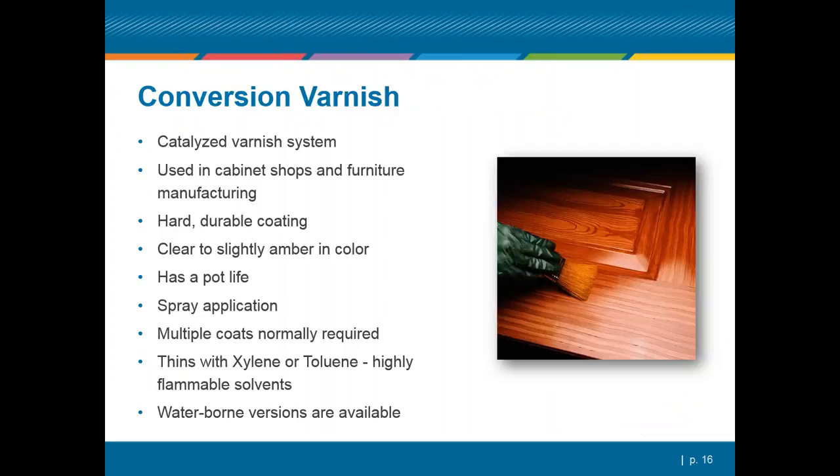Conversion varnishes are similar to the lacquers, but these are catalyzed varnish systems, again used in cabinet shops mostly. They're hard and durable. That conversion aspect makes them a very, very hard finish. They're clear, slightly amber in color, and they do have a pot life once they're catalyzed. So again, these are finishes you don't normally see used in a field application, but they really can add value when we're using them in a cabinet shop.